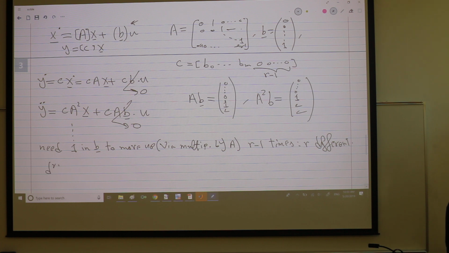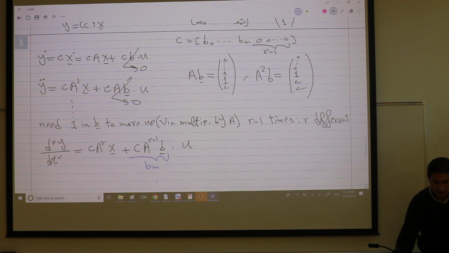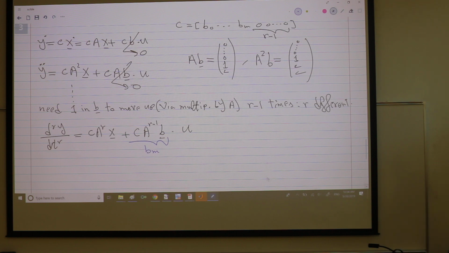So the rth derivative is CA^r X plus CA^(r-1) B times U. And this is the first thing that I will get that is non-zero. So this guy is actually the BM. So the BM will be multiplied by U. In our language, this is the LgLf^(r-1) h. Okay.